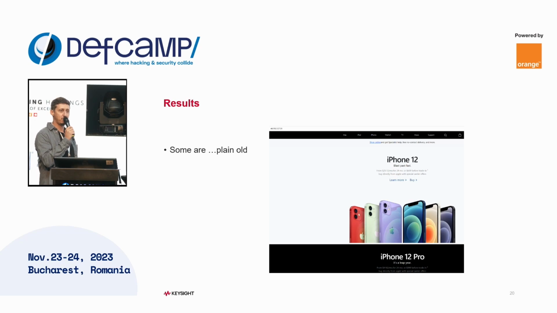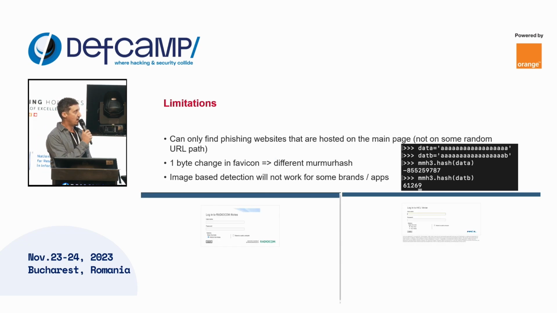Some other interesting examples would be we found an Apple clone, which actually looks pretty good initially at first glance, but it's iPhone 12. That was a couple of years ago. They're not even trying too hard.